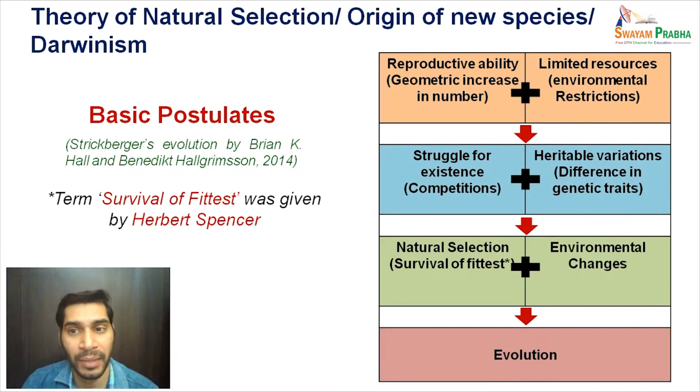There are heritable variations, the differences in genetic traits between the organisms already existing. So, when this competition occurs, some of them might be best suited to that particular environment. So that means nature selects that fittest individual, which undergoes various adaptations or environmental changes, leading to evolution. So this is the flowchart which describes the whole theory of Darwin of origin of new species by natural selection. Remember, the term survival of the fittest was given by Herbert Spencer. It was used by Charles Darwin after a long time.